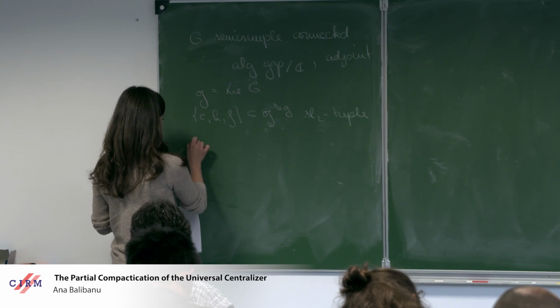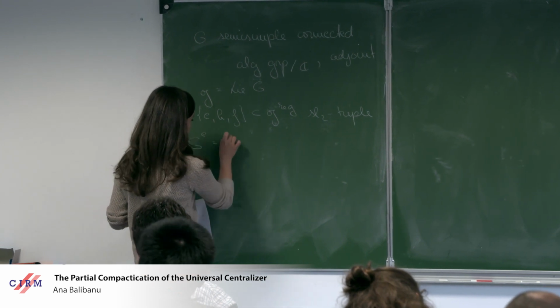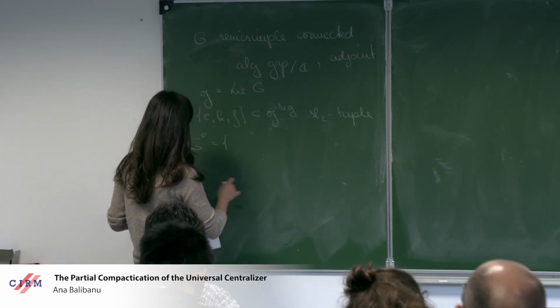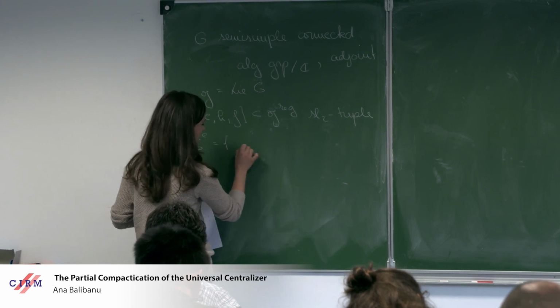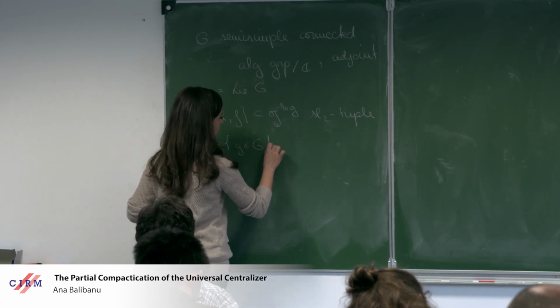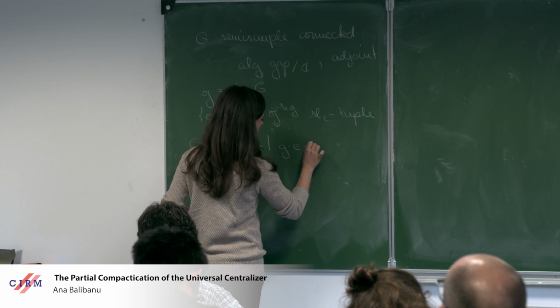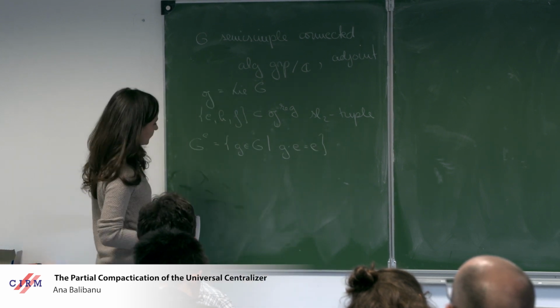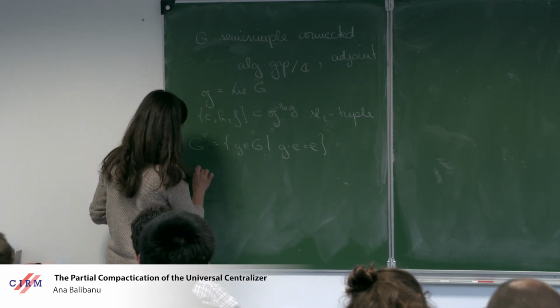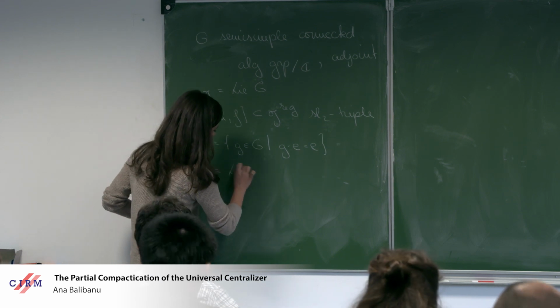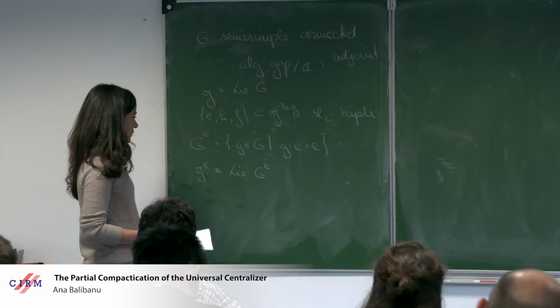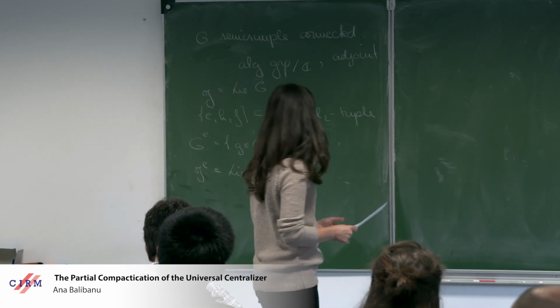And I'll denote my centralizers by superscripts. So the centralizer of the nilpotent E is going to consist of the group elements fixed by the adjoint action. And the same notation will carry over to the Lie algebra side.